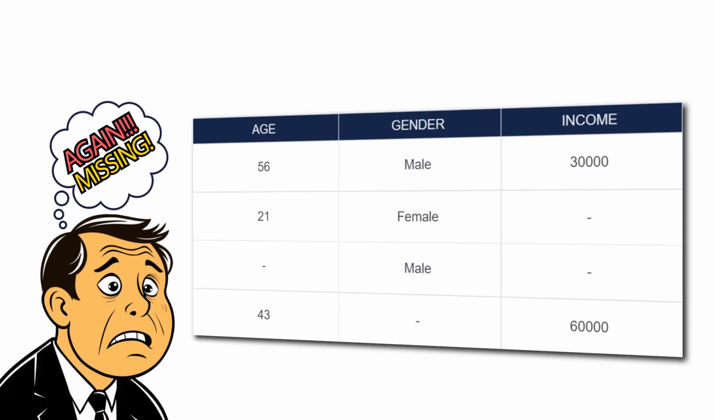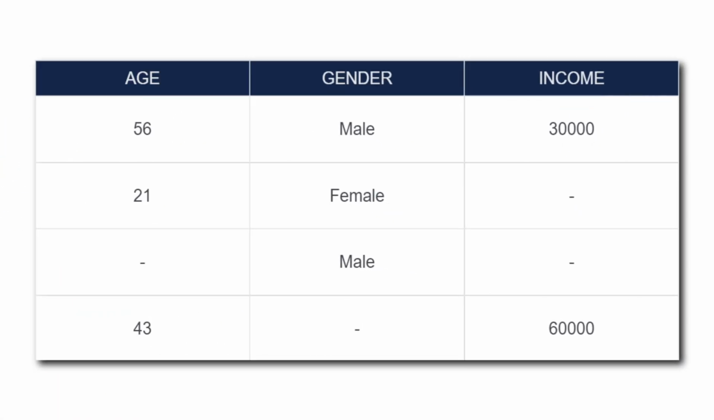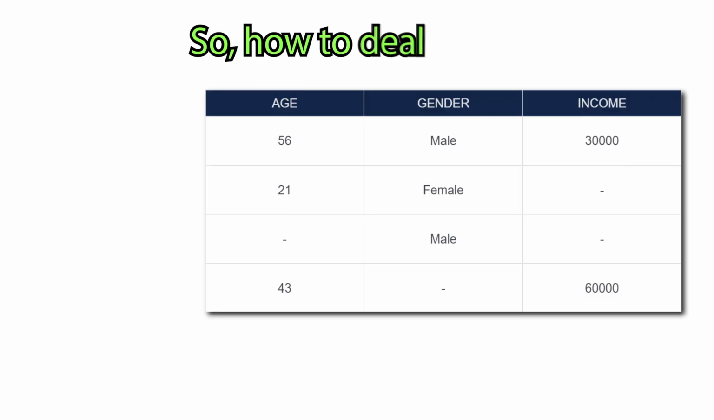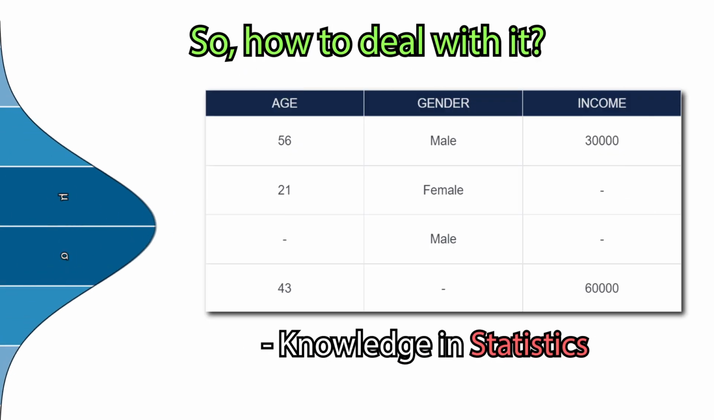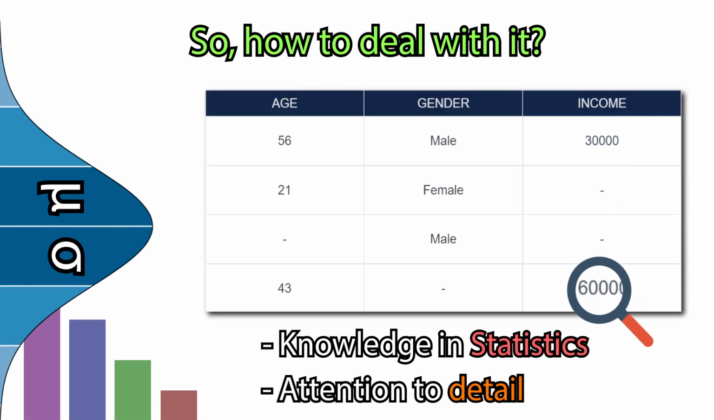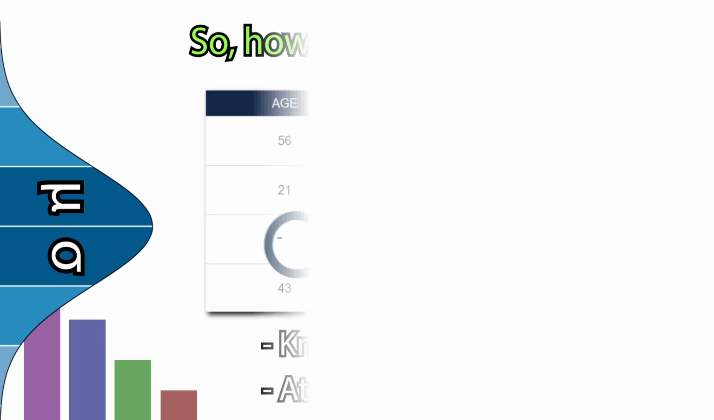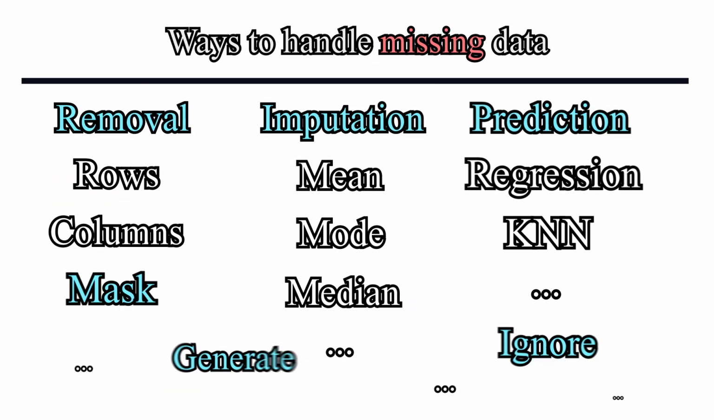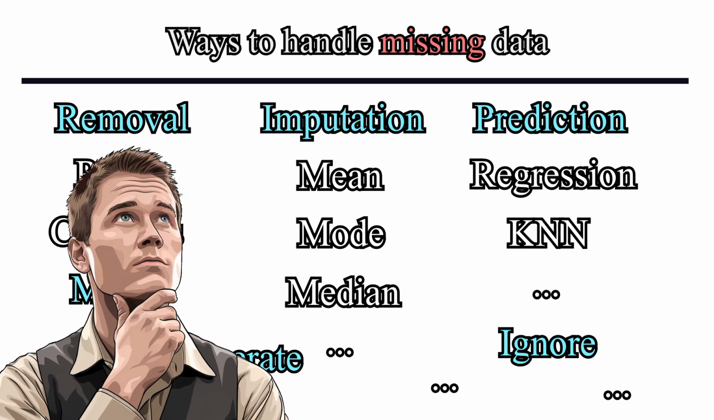I always feel anxious when I see them. That's because you never know the actual value of the missing data point. Proper handling of missing data requires adequate knowledge of statistics and careful attention to detail. There are tons of methods for handling missing data, so how do you choose the right one?